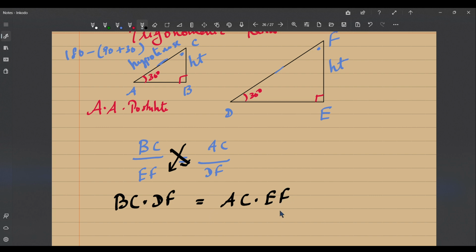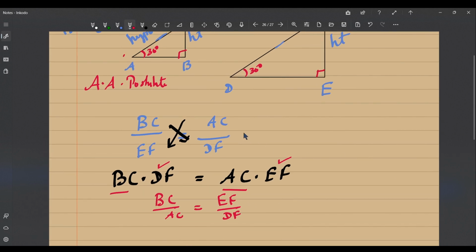Now rearranging a little, let's take BC and AC, the sides of the first triangle, on one side. So BC divided by AC will be equal to the corresponding sides of the other triangle, EF by DF, right? We have taken EF divided by DF. Now these two ratios also have to be equal. Since these are equal, these ratios have to be equal.